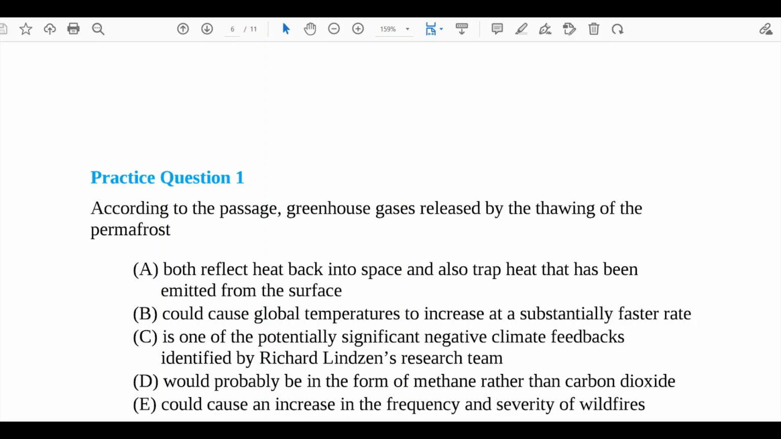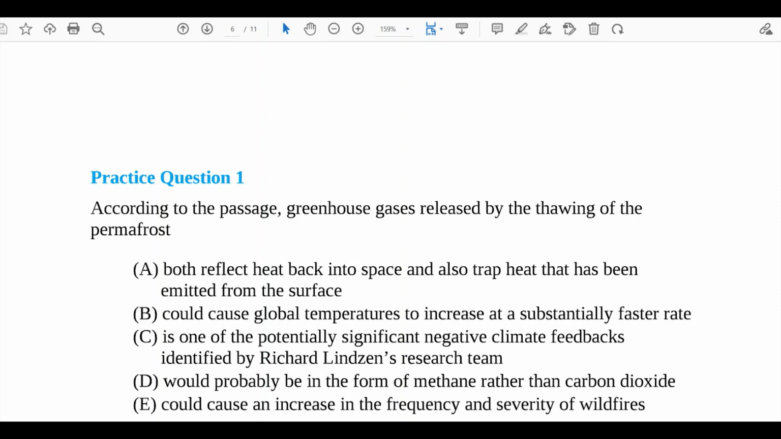C option is one of the potentially significant negative climate feedbacks identified by Richard Linson's research team. D option would probably be in the form of methane rather than carbon dioxide. And the E option could cause an increase in the frequency and severity of wildfires. So let's analyze and answer this question.